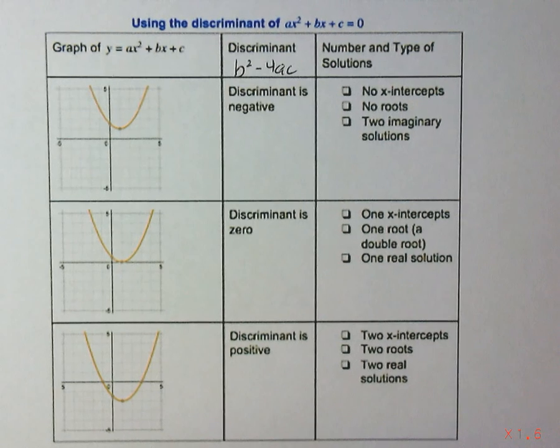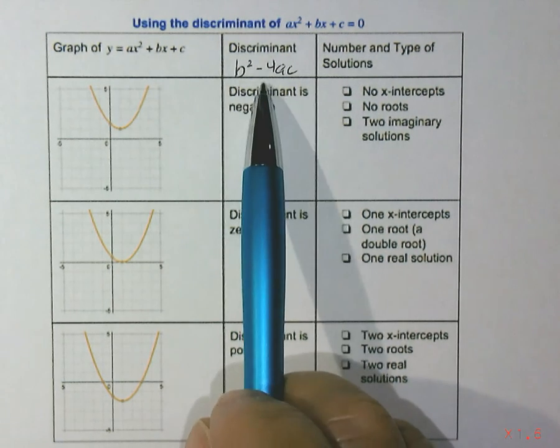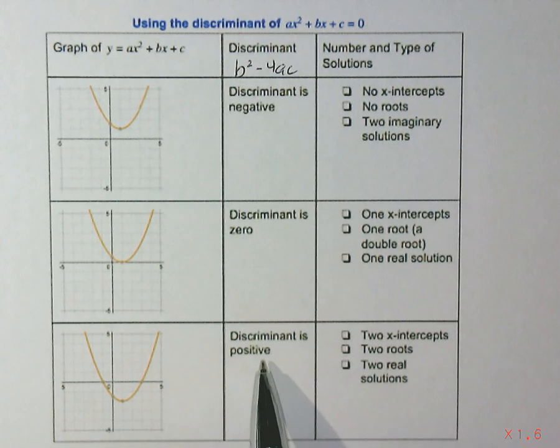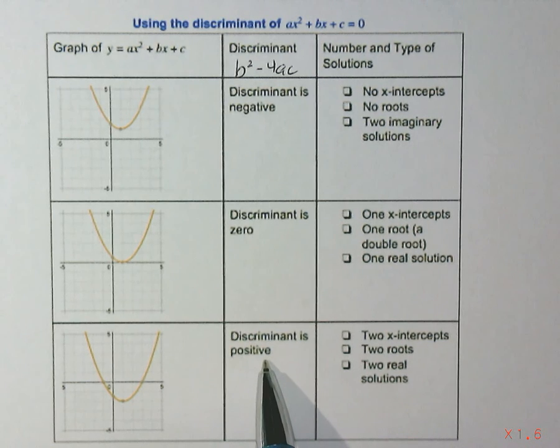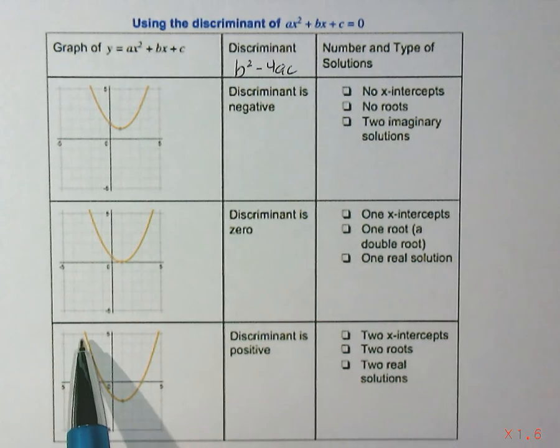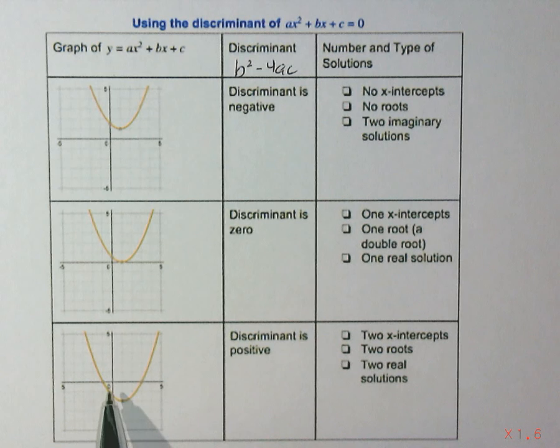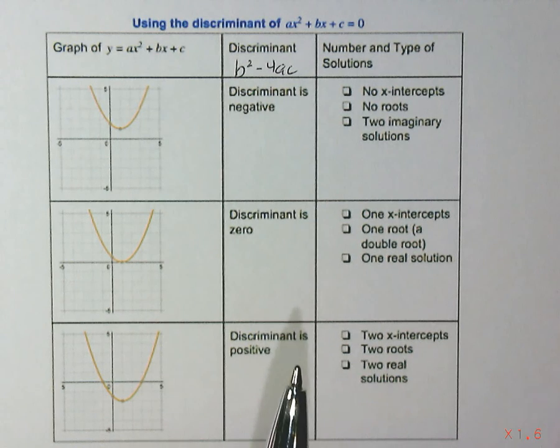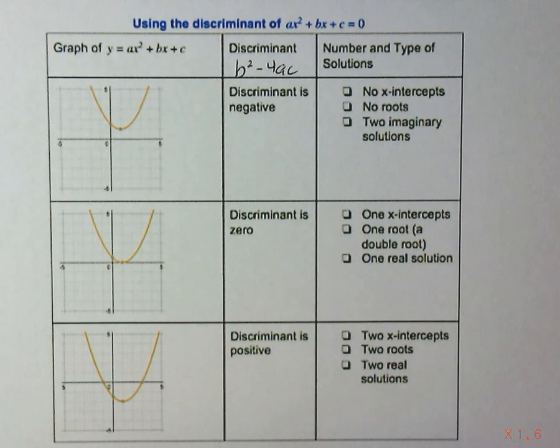And the last one, if b squared minus 4ac is a positive number, like the first example I did, that means it's going to cross the x-axis in two places. So these two places where it crosses the x-axis are going to be the two x-intercepts. They're called two roots, and they're two real solutions. Later on, when we solve equations of different polynomials, we're going to come back to this, so this will be very important. And that's the last of this video.